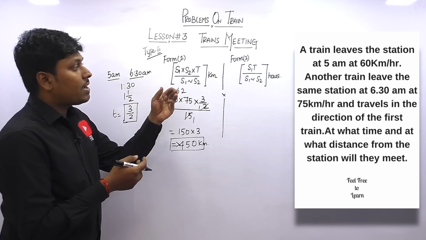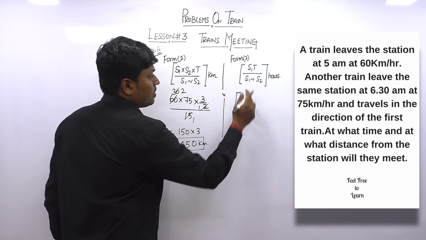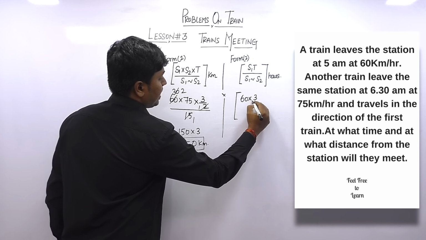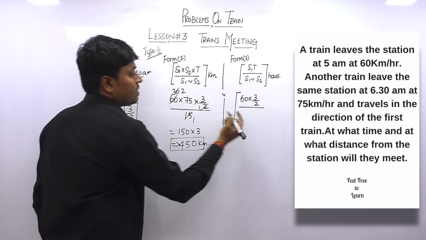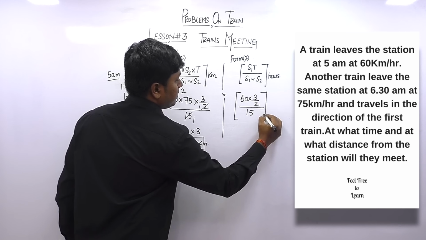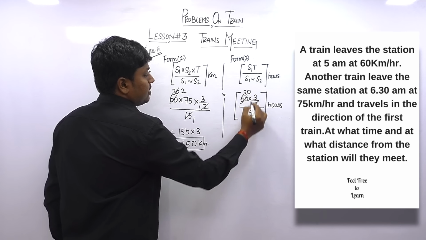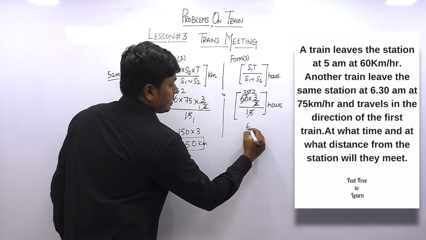And similarly our target is to find the timing also, right? We have a formula for this time also. Speed 1 will be 60 and the time difference that we calculated is 3 by 2, divided by S1 minus S2. So 60 and 75, the difference will be 15. So we can say this will be 30. Once you cancel, this will be 2. So 3 into 2 will be 6 hours.